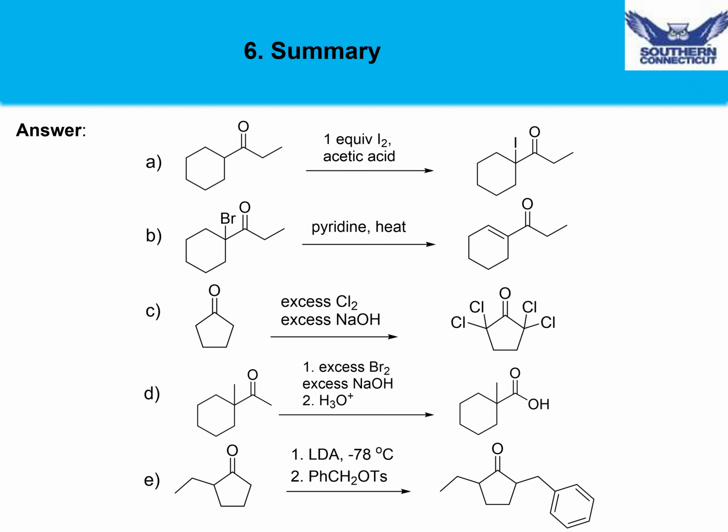In this first question, we have an unsymmetrical ketone and we're reacting with iodine, one equivalent, and acetic acid. So this will be an acid catalyzed alpha halogenation. This reaction generally will add an iodide or some other halogen to the more substituted side of the ketone, as long as that more substituted side has an alpha hydrogen.